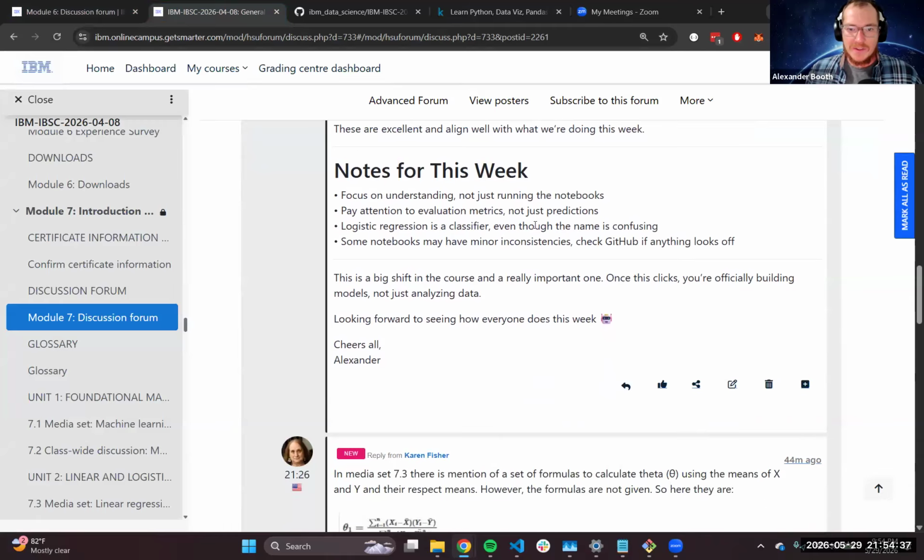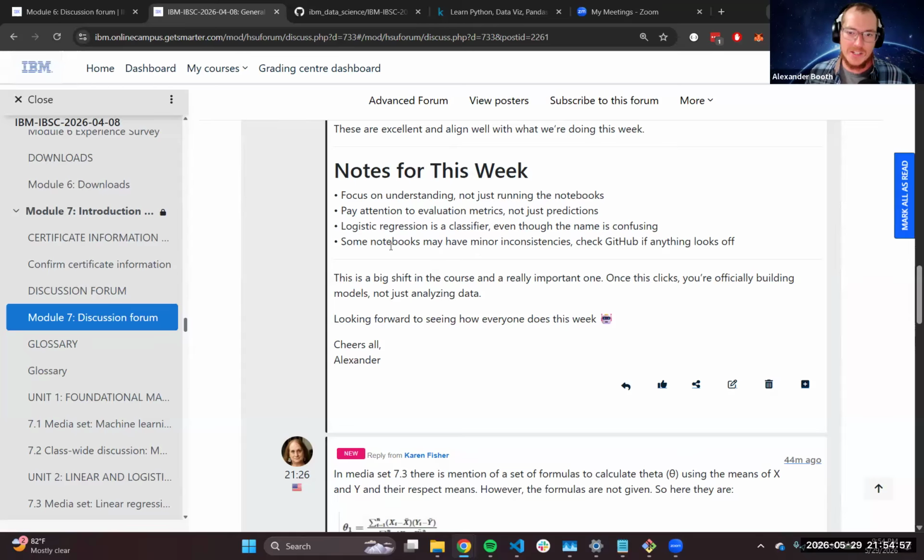Let's see. Big ideas for the week. Try to focus on understanding the big picture of predictive modeling and machine learning, not just running the notebooks or memorizing syntax, especially with a 10-week boot camp like this. Memorizing syntax is not going to get you anywhere. Understand the 10,000-foot view, the purpose, and the big ideas here.